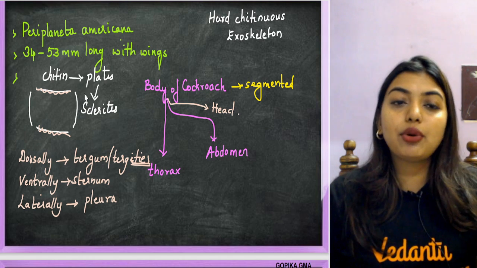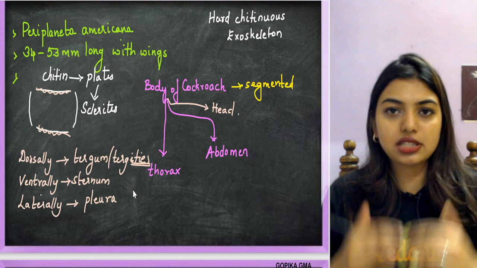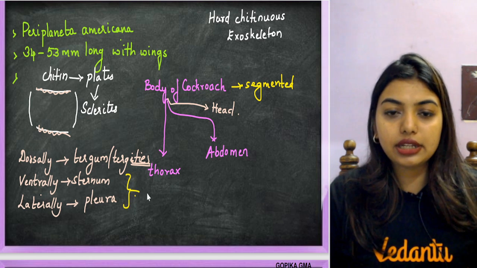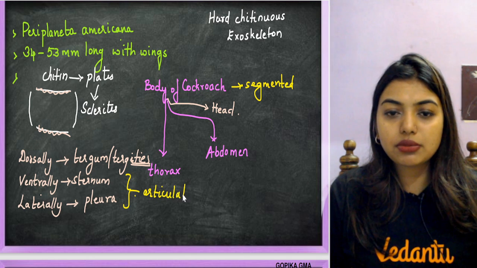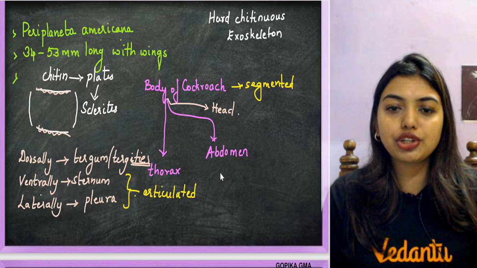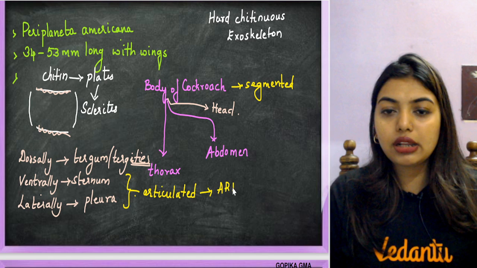Now very important thing is, these three pieces cannot be just left like that. We have to bother about them. So these three pieces are articulated. They are articulated means students, joined together. Always remember in science, if you see the word articulated, that means they are bound together or joined together with a membrane called as the arthrodial membrane.